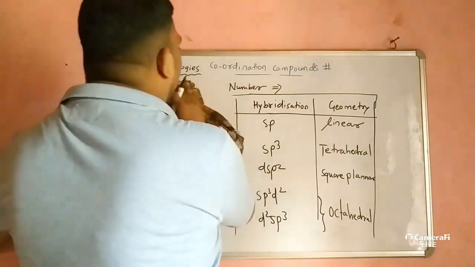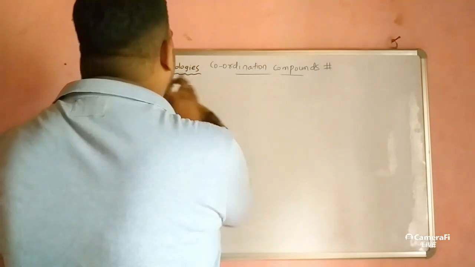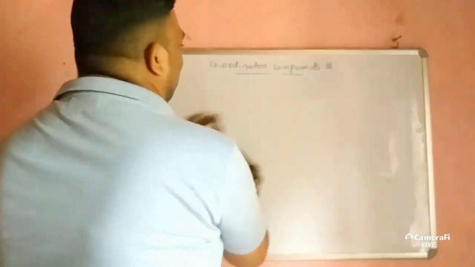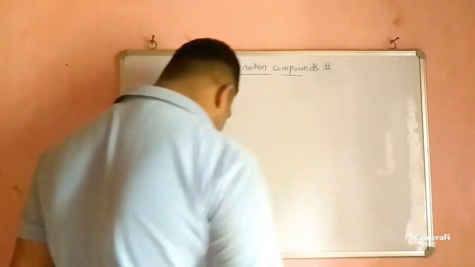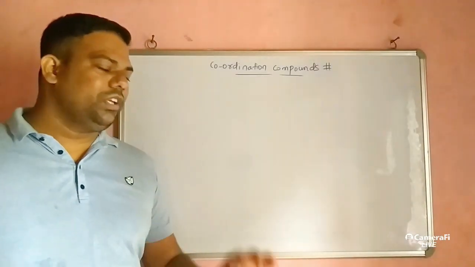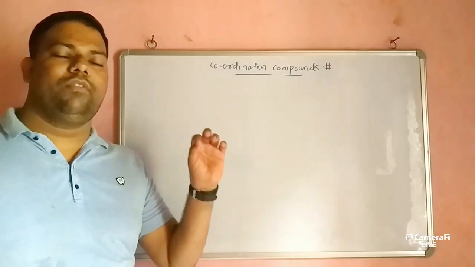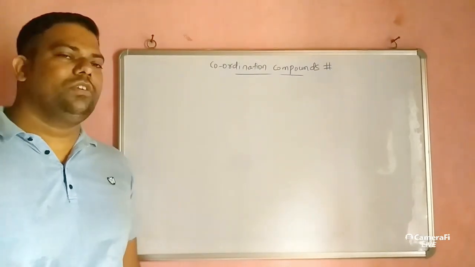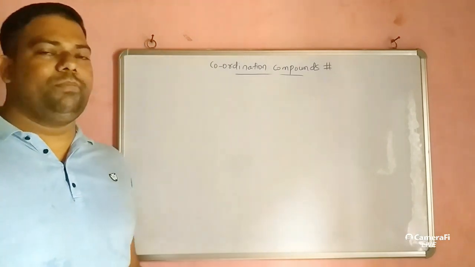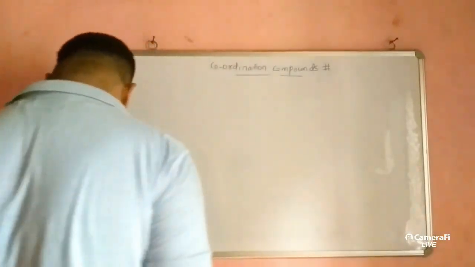Regarding this coordination number, now we will discuss the most important part. Our basic terminologies are over. Each and every point we discuss here is important, and we have to keep in mind, we have to revise notes frequently. Practice is very important for this topic, and every topic. Next point is effective atomic number.